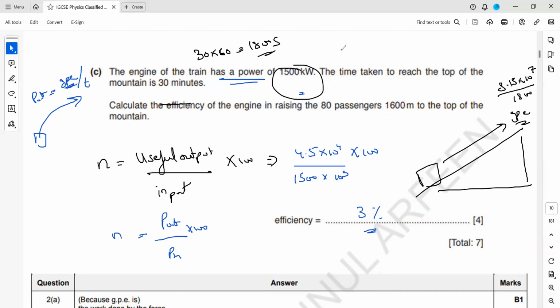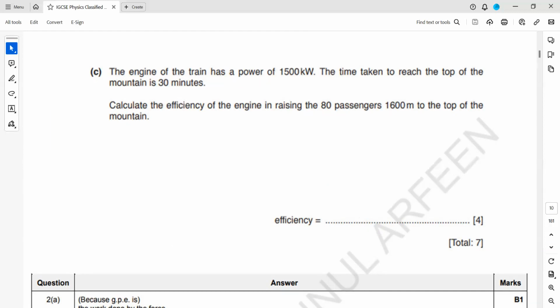So how much energy is wasted? 97% of the energy is wasted in the form of heat, because of the friction of the parts as well as the friction of the track. As the train is moving on the track, there will be friction. Is it clear, this one?